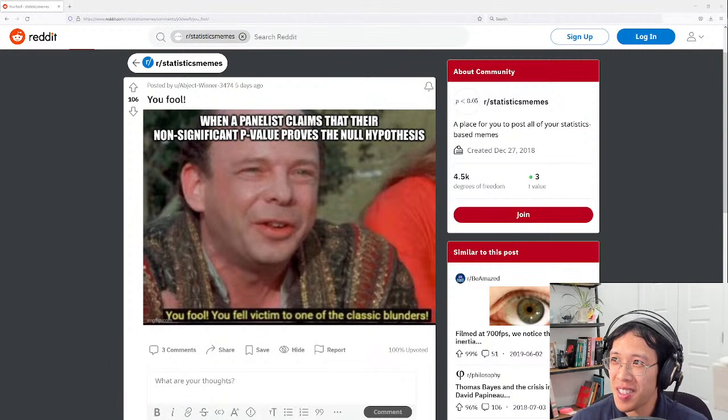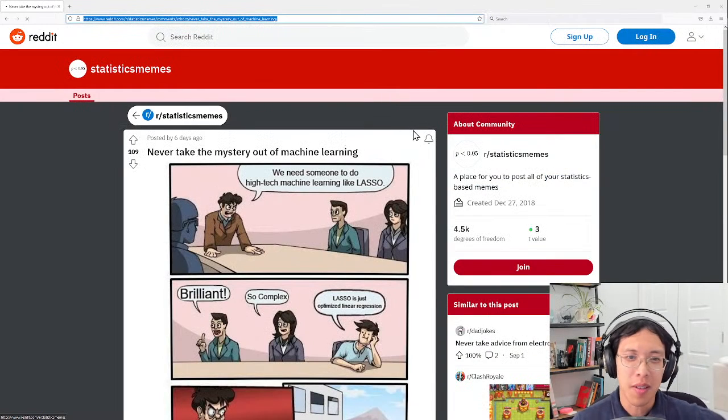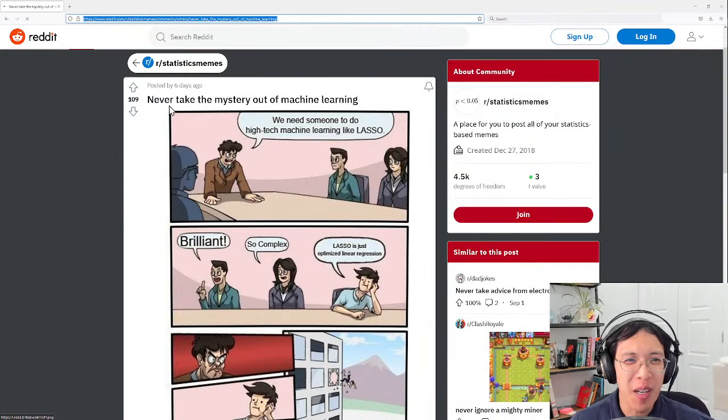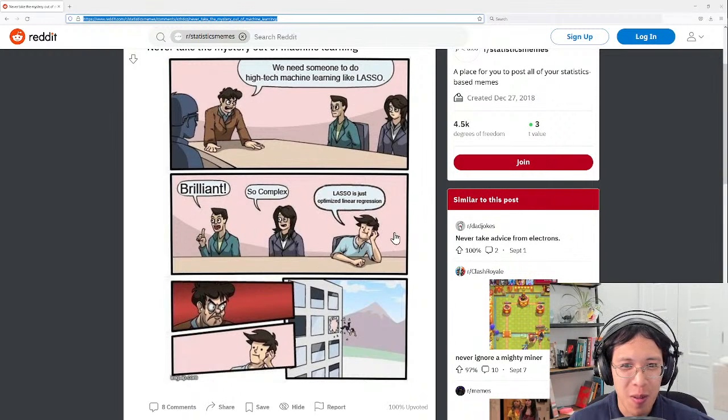This is pretty classic. What's this one? Oops, it's loading. Okay. This is a classic meme format. Never take the mystery out of machine learning. We need someone to do high-tech machine learning like Lasso. And then this poor sucker here says Lasso is just optimized linear regression. And out the window you go, because well, he's right.